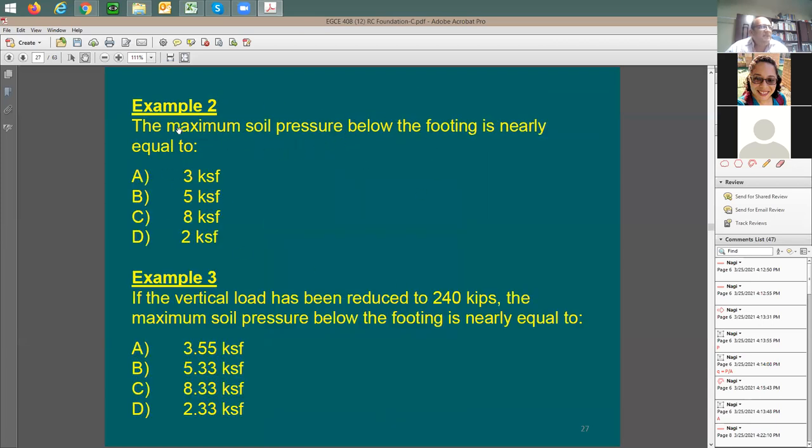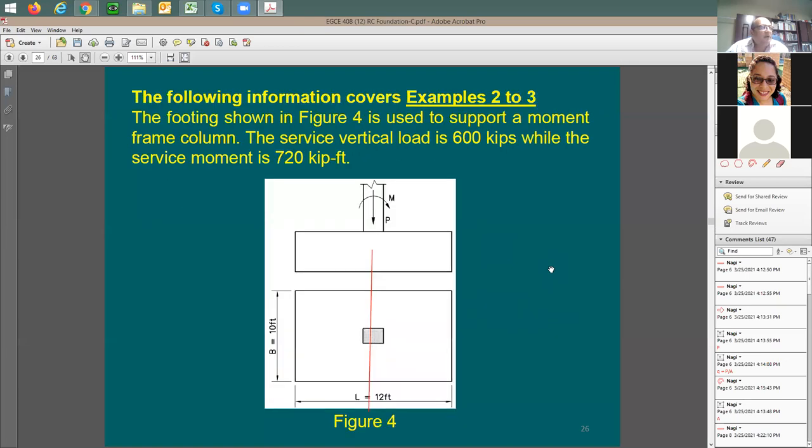The question here: what is the maximum soil pressure? And then you have a few options. This can be problem number two, or example two. In example three, they say the vertical load is reduced to 240 kips and the moment stays the same. What does it mean by that? It means for the same given moment, this axial or vertical load drops down to 240, and you want to study the effect of reducing the axial load.